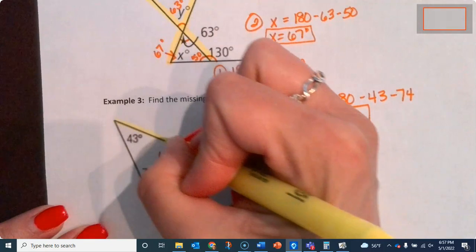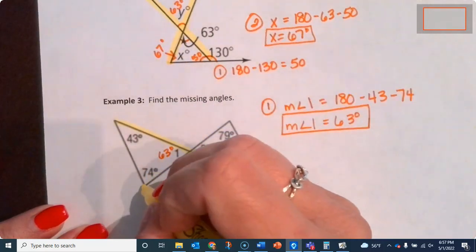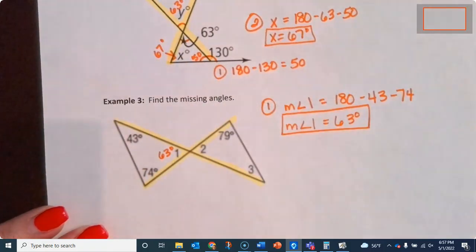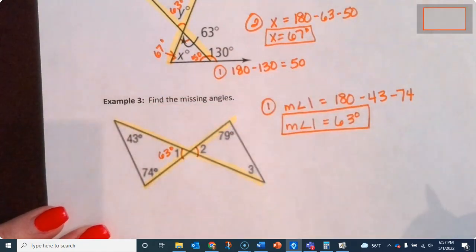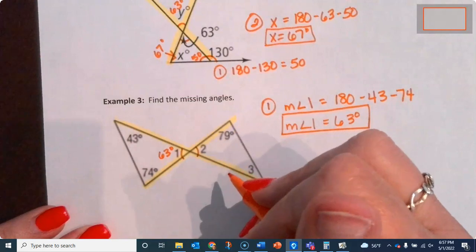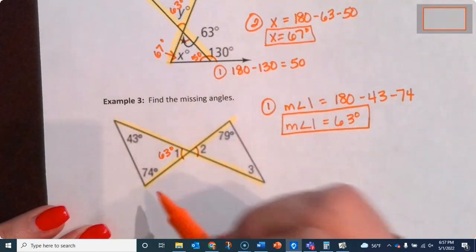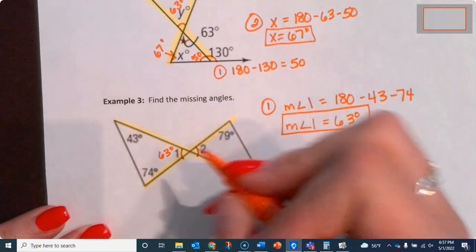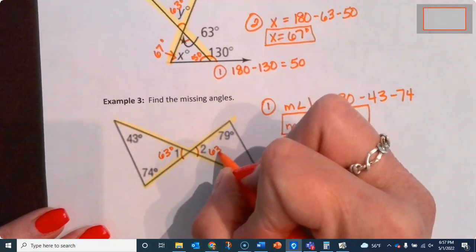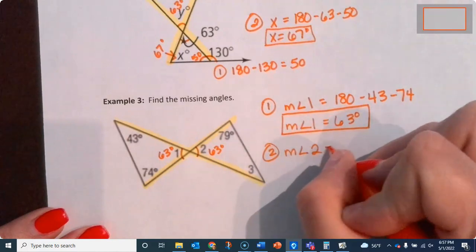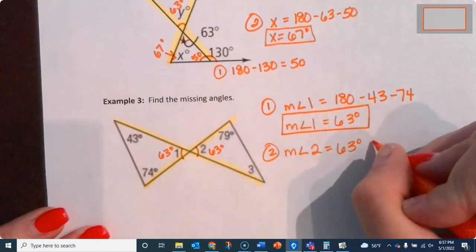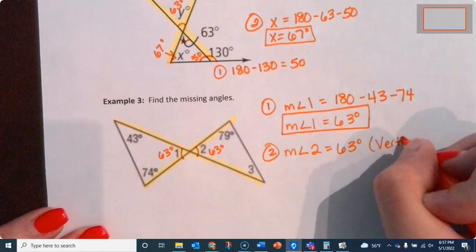I here have two straight lines intersecting each other. So these two angles, angle 1 and angle 2, are angles that are opposite of each other based on those intersecting lines. And so they're vertical angles and they're equal to each other. So that means angle 2 is also 63 degrees. And that's because of the vertical angle theorem.